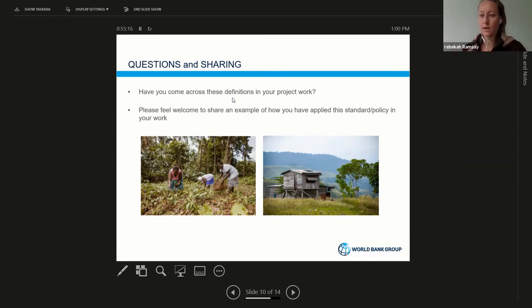Number one, we want to avoid. So can we do that with the design? Is there another way we could do this to avoid taking private land? So this is in the preparation phase.